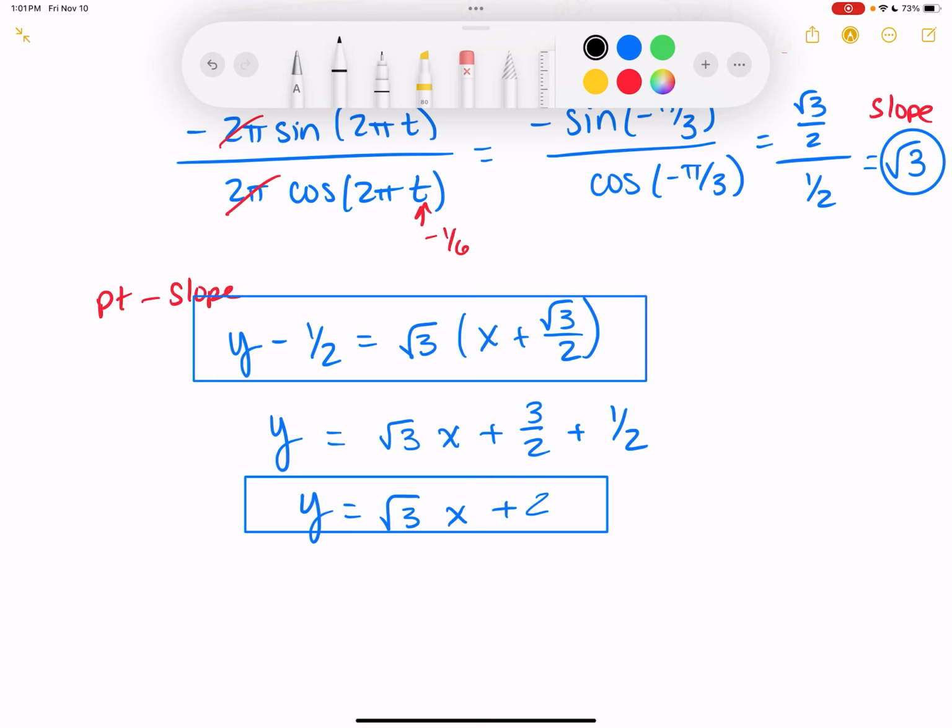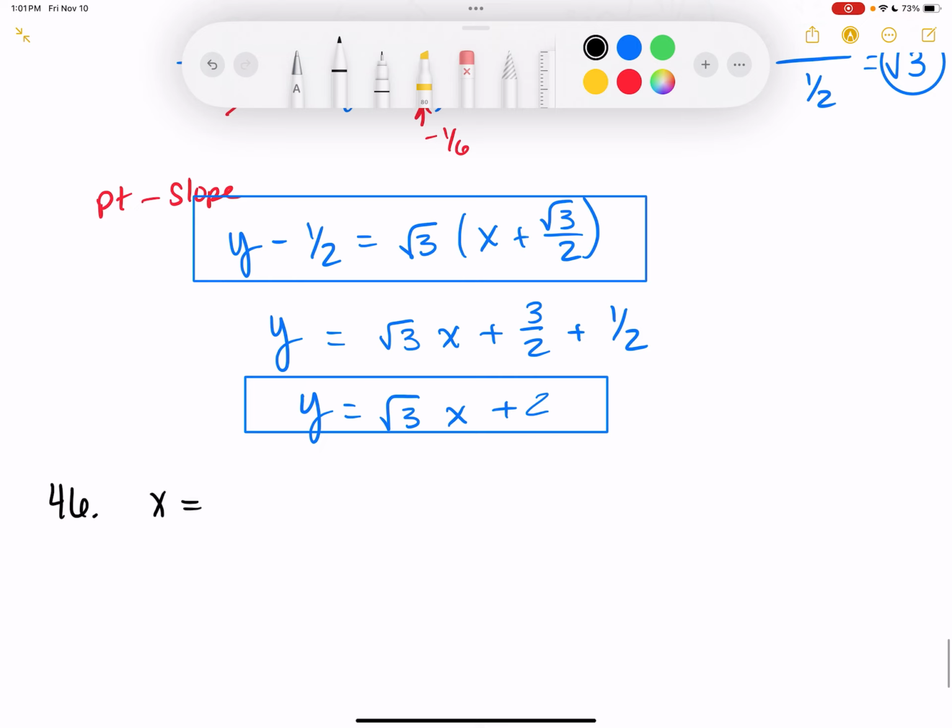All right, so 46 says x is equal to 2t squared plus 3, and y is equal to t to the 4th. t is equal to -1. So if I evaluate each of those at -1, x is going to be equal to what? So if I plug in -1 for t. 5. You sounded scared. y is... One. All right, so my xy coordinate is 5, 1.